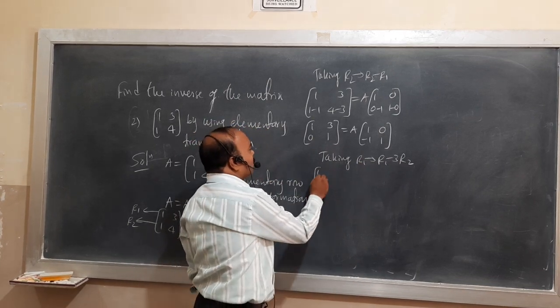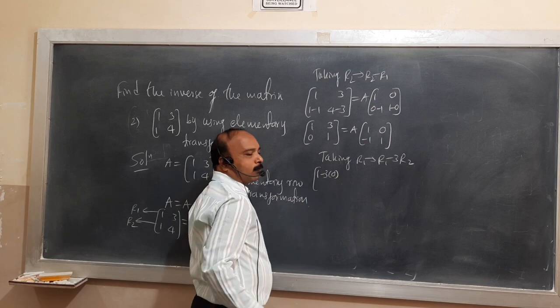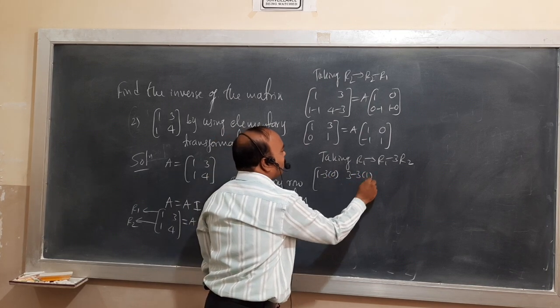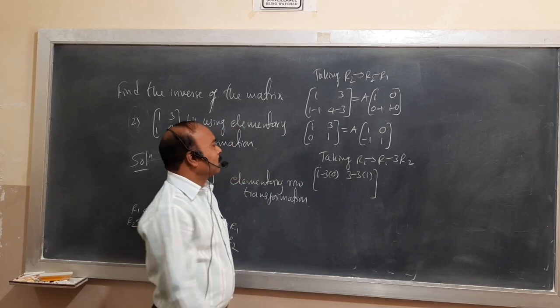Now what we get here? 1 minus 3 into 0. It is 3 minus 3 into 1. It is the left hand side. Second row as it is.